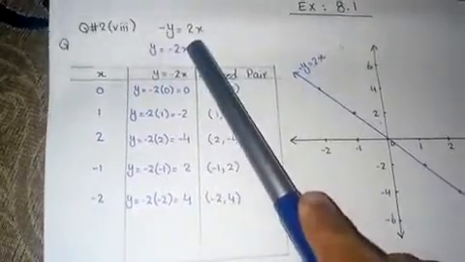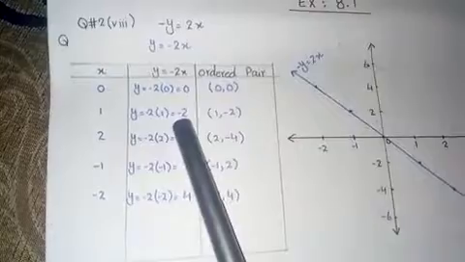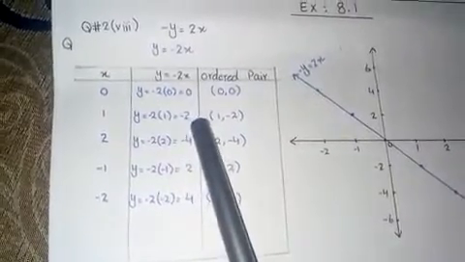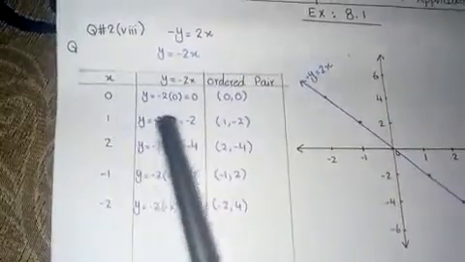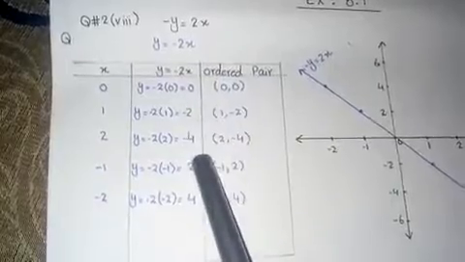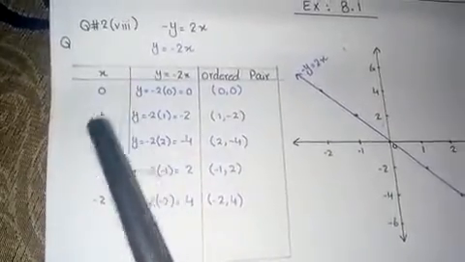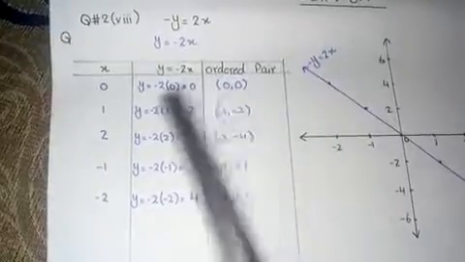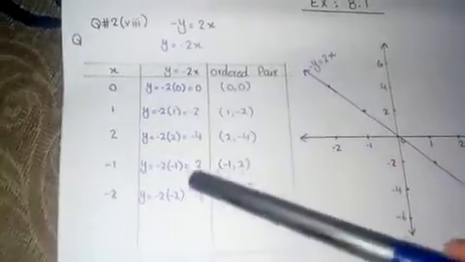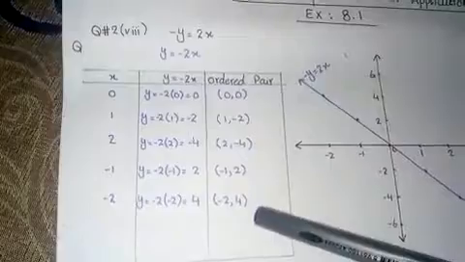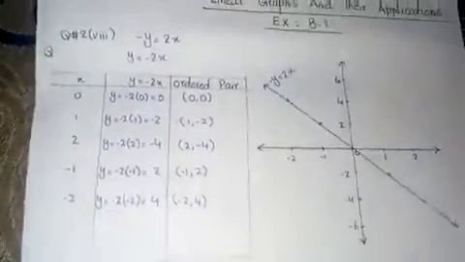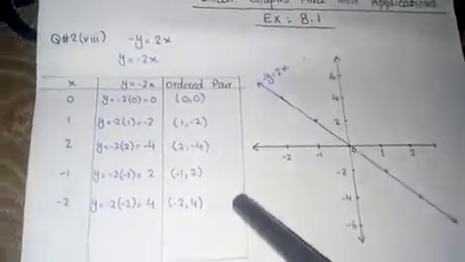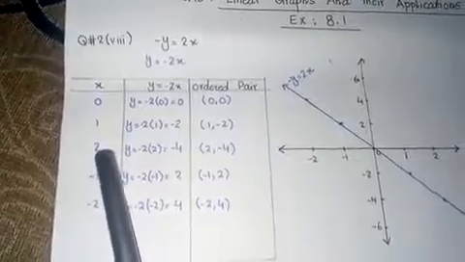Now when I put 1, minus 2 times 1 is minus 2. So the value of y came out minus 2. So the ordered pair becomes 1 and minus 2. One more thing to remember, the value of x will come first in the ordered pair. Clear? Like this you make all the ordered pairs. Now you will see the highest values of x and y. The highest value of x is 2 and the highest value of y is 4.